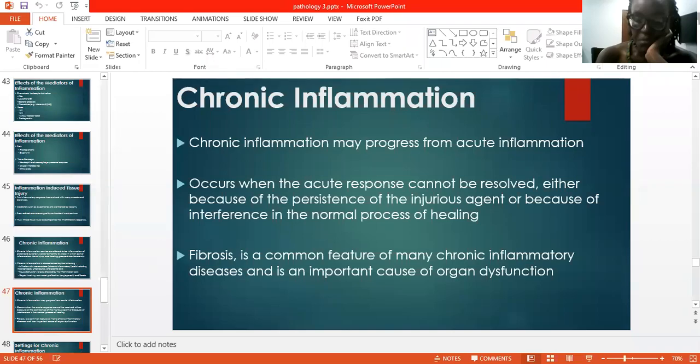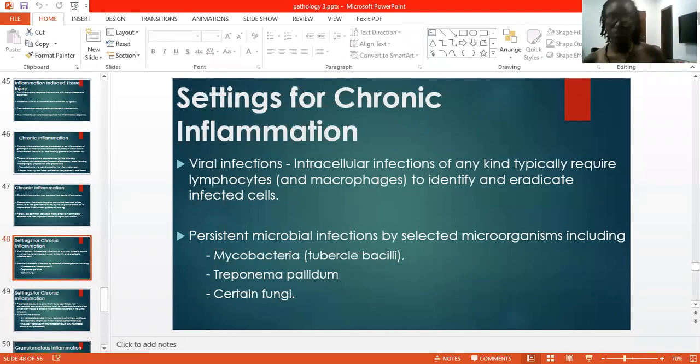Okay, so like I explained, this occurs when the acute response cannot be resolved, either because the injurious agent is persistent or there is interference in the normal process of healing. So what will happen is that the inflammatory process would be ongoing. These are some examples of settings or situations where you have the inflammatory process becoming chronic.